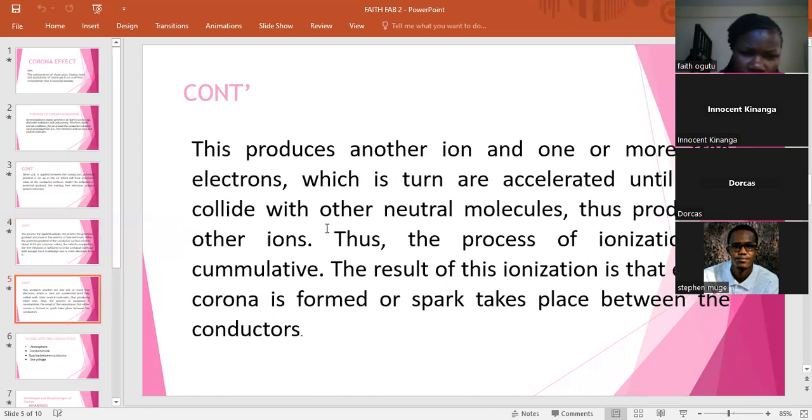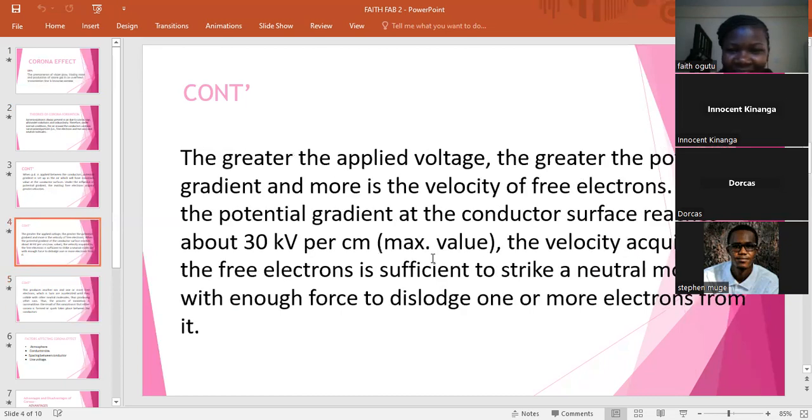Before we continue to the next context of this topic, can somebody tell us under what conditions does corona occur? Anybody? Under what conditions does corona occur? Anybody? If you don't remember, you can just read.